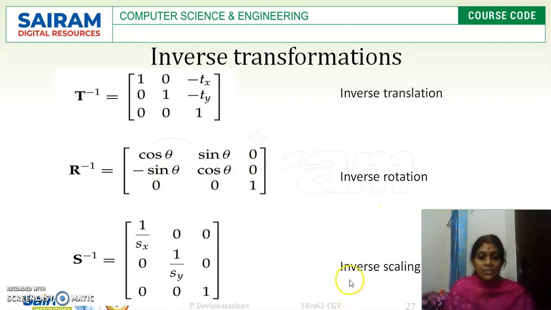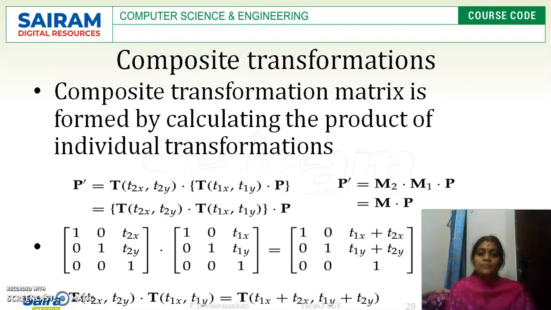And next, inverse scaling means we are shrinking the size, right? So to shrink the size, we use 1 divided by Sx and 1 divided by Sy. Correct? So these are the inverse transformations. And the next one is composite transformation. We already know the meaning of composite. Composite is the binding of a number of operations together, right?